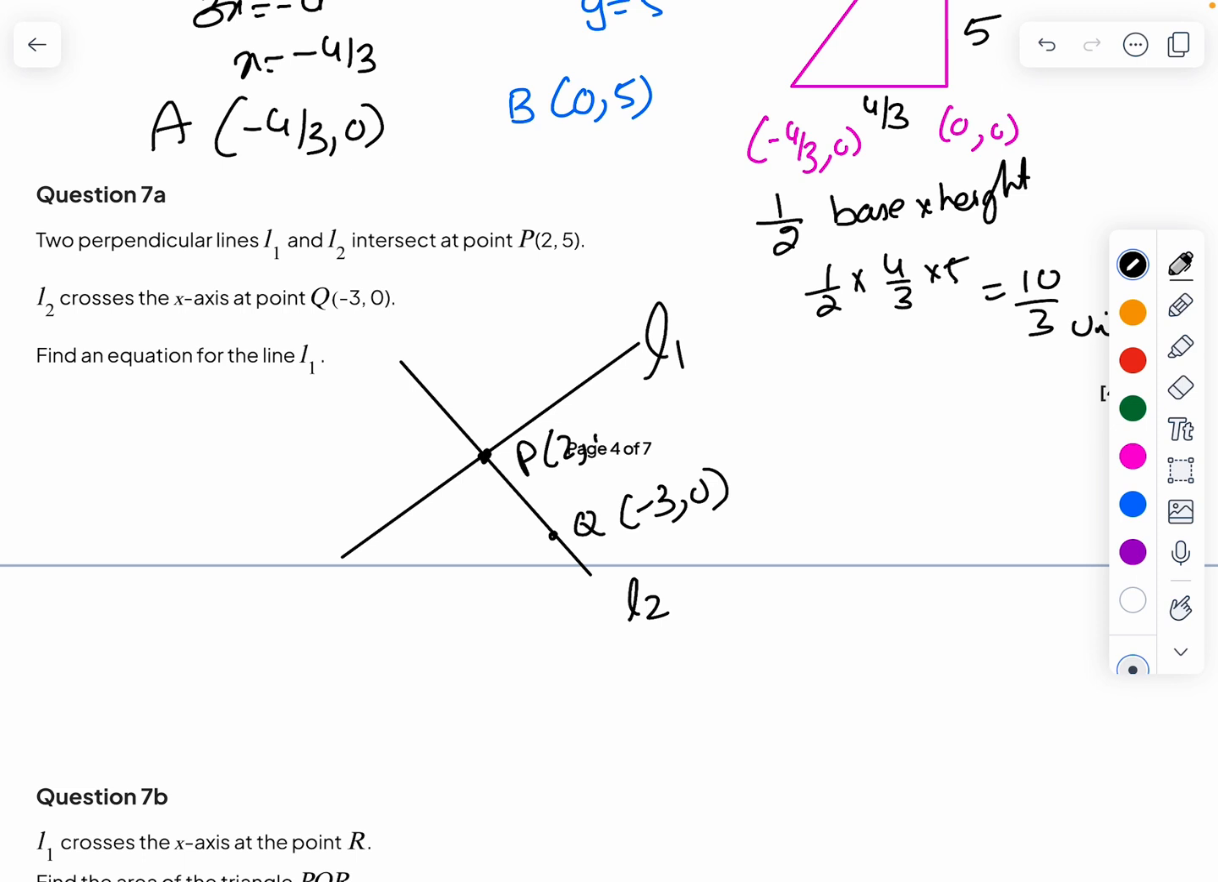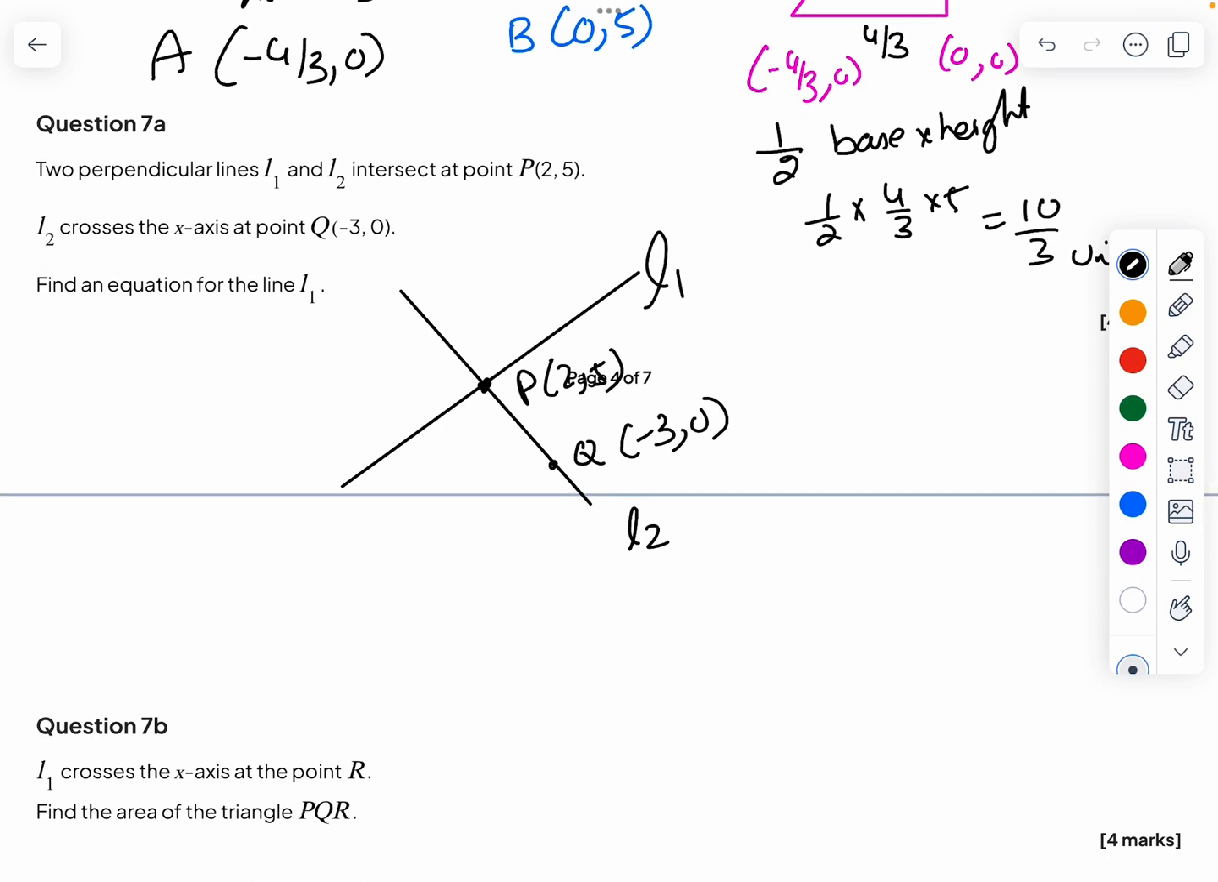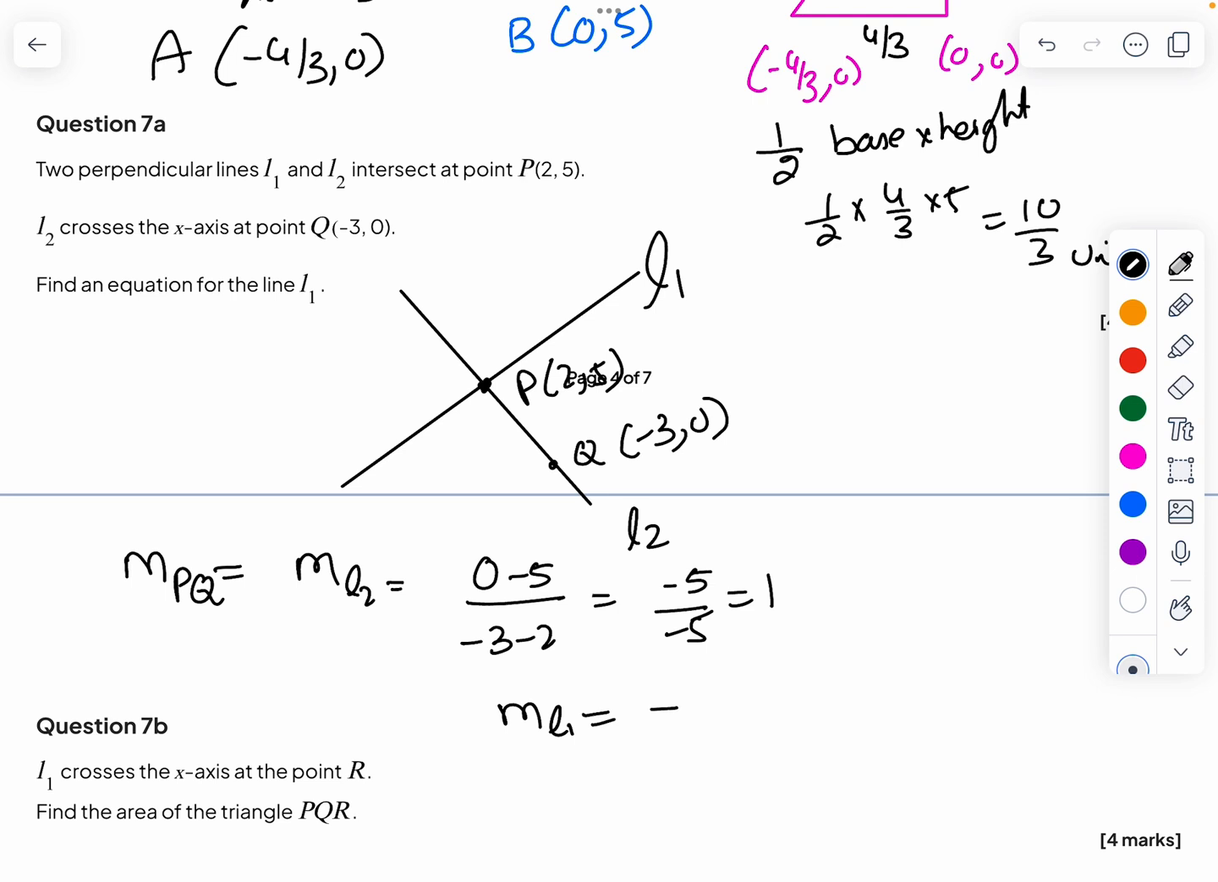So P is (2, 5). So L1 also passes through (2, 5). First of all, I'll find the gradient of PQ, which is the gradient of L2. (y2 - y1) upon (x2 - x1): -5 upon -5, which is 1. So what will be the gradient of L1? It will be -1, because it is perpendicular.